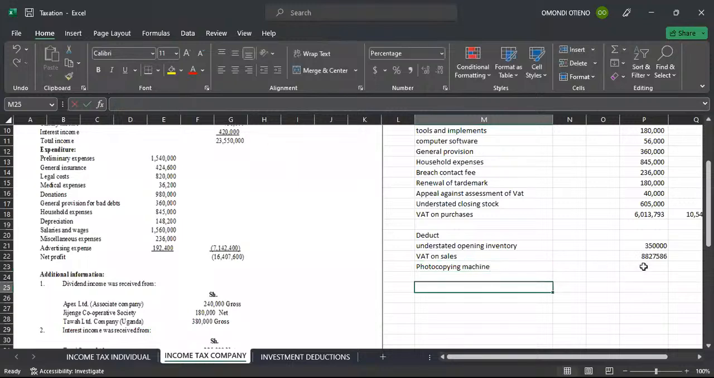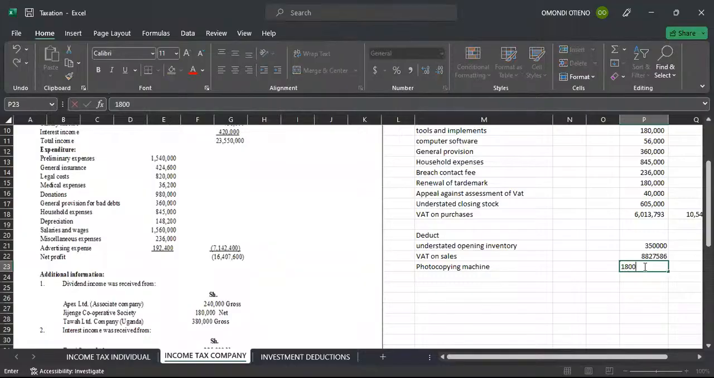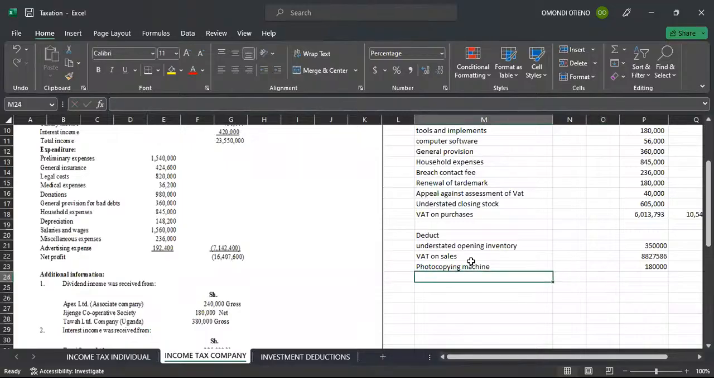Photocopying machine of what amount? 180,000. So that is the value of the photocopying machine. Any other thing that is remaining there?